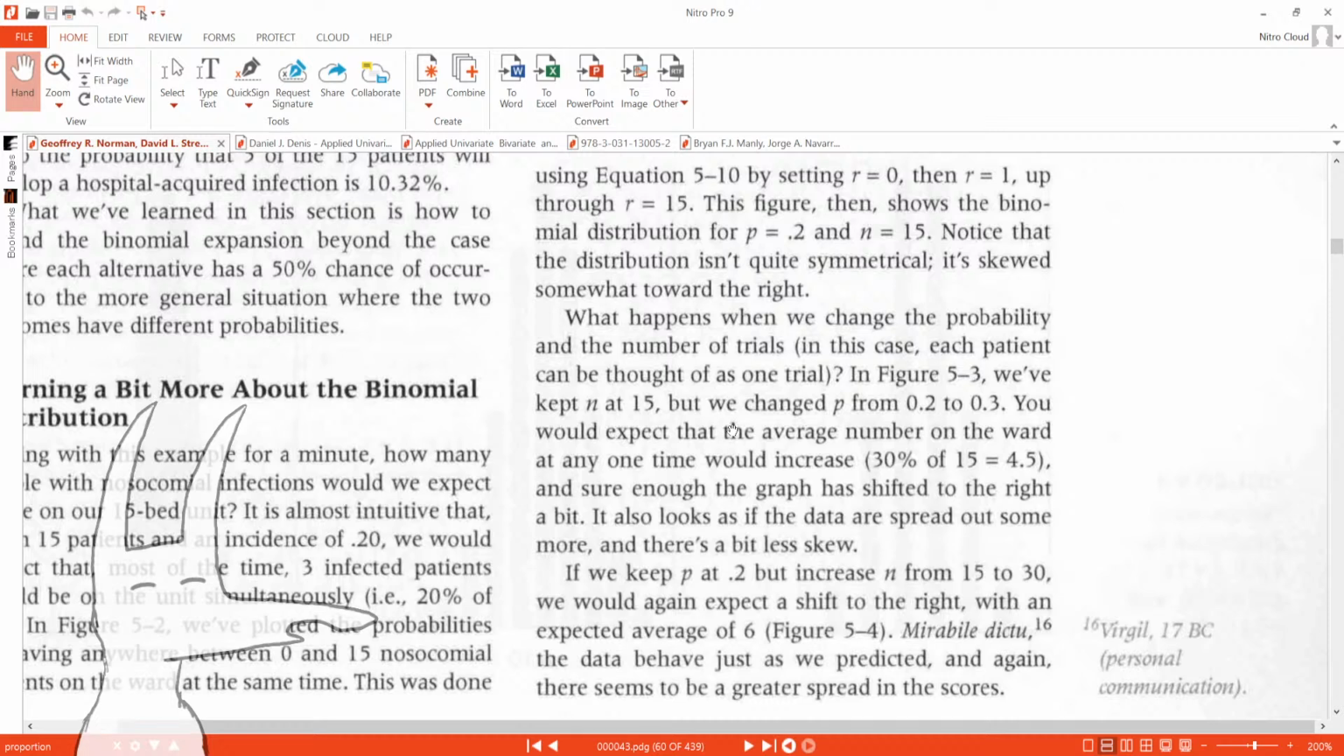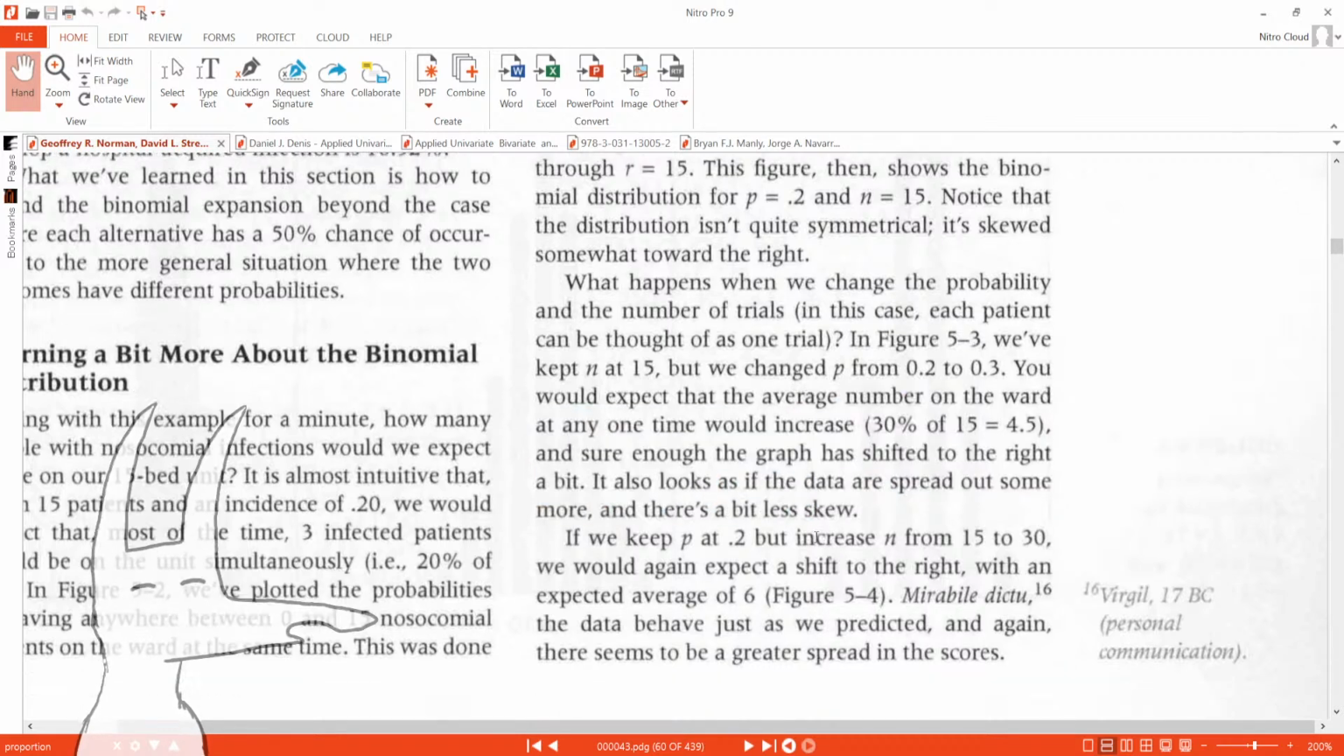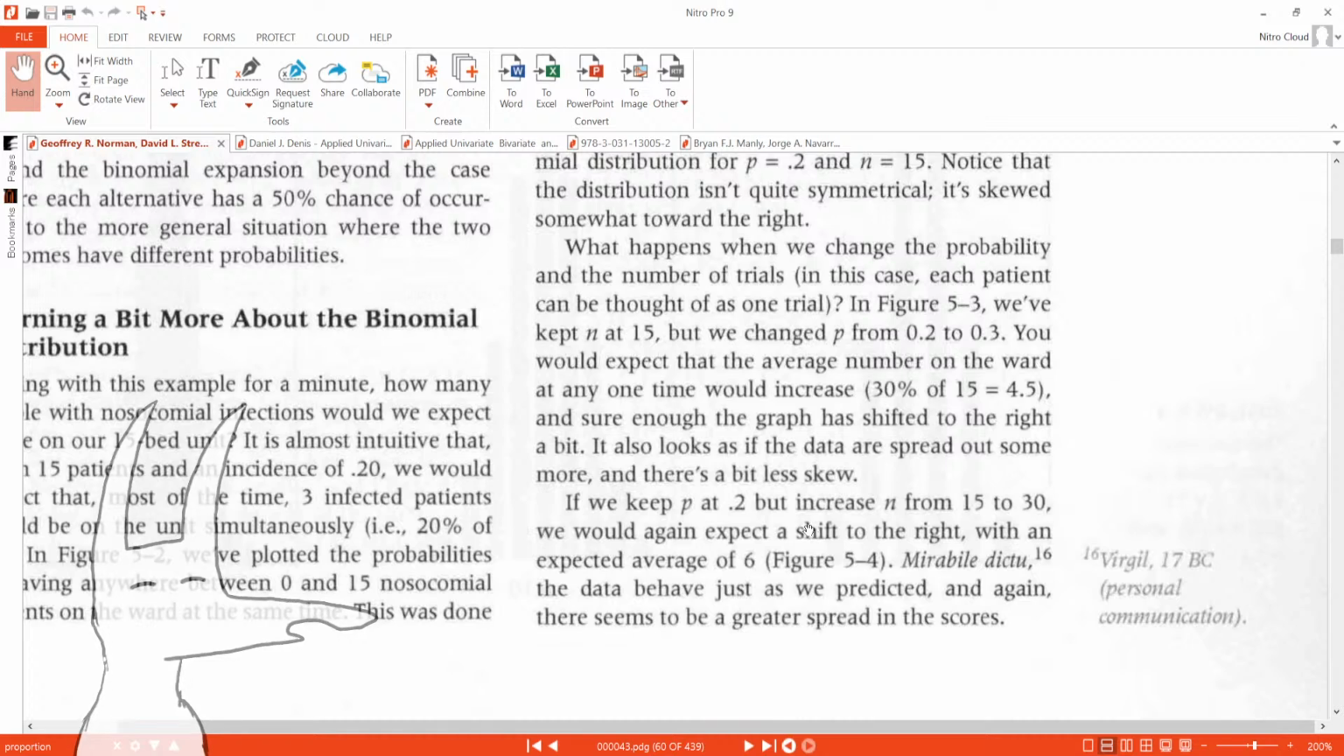You would expect that the average number of patients on the ward at any one time would increase, and sure enough, the graph has shifted to the right a bit. It also looks as if the data are spread out some more, and there's a bit less skew. If we keep p at 0.2 but increase n from 15 to 30, we would again expect a shift to the right with an expected average of 6.